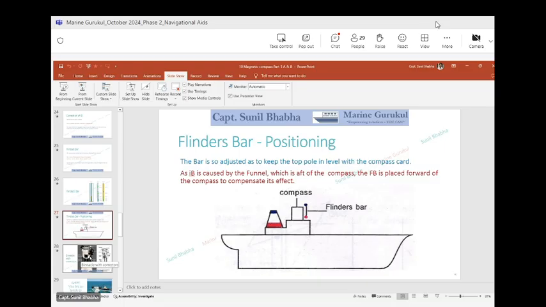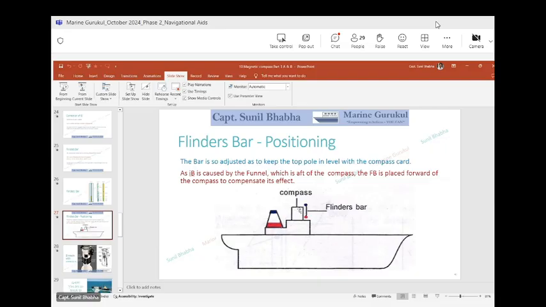Sir, one thing I wanted to ask. Go ahead, beta. For everything and all this, why are we not considering accommodation as for vertical correction? Okay. Accommodation will come, beta. It will come in the heeling error correction.